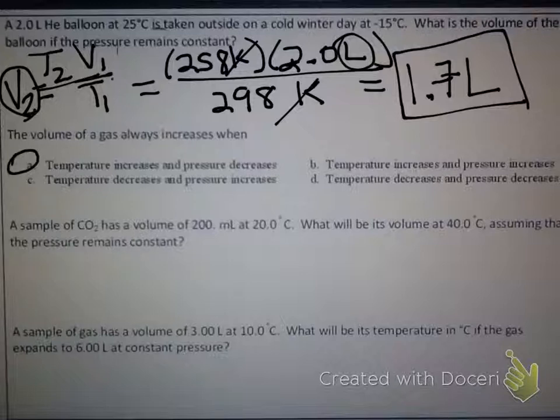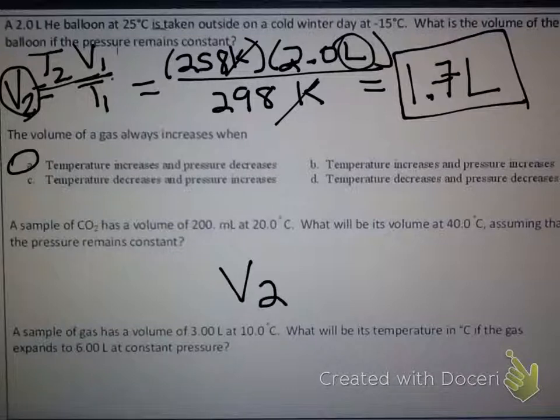So the answer here is A. The volume of a gas increases when the temperature increases and the pressure decreases. That's actually combining both of Boyle's Law and Charles' Law, things we've looked at so far. So you can go back and look at the theory. Let's get to the answers here.